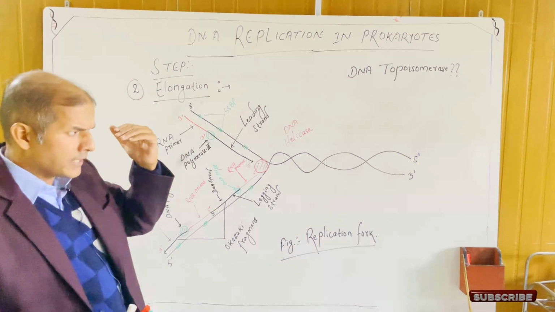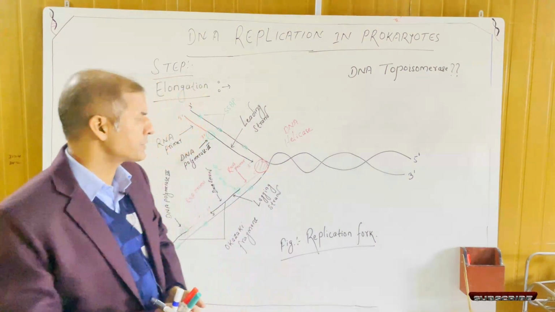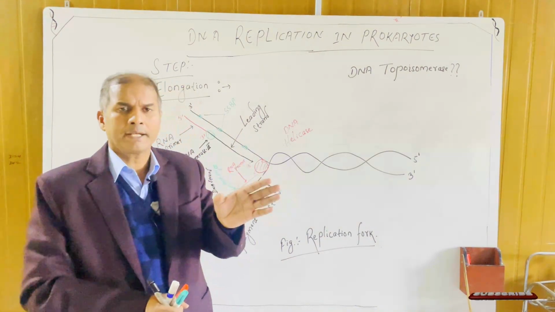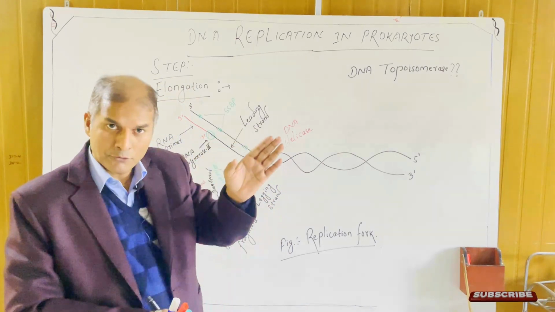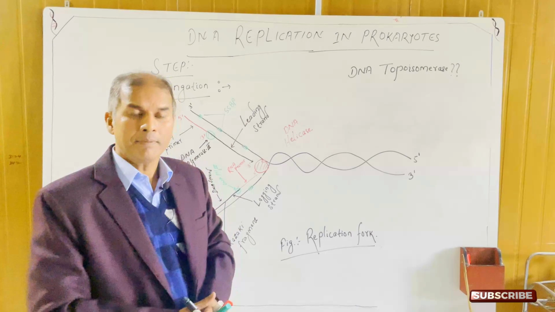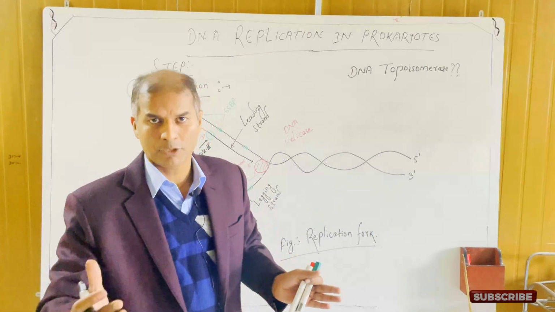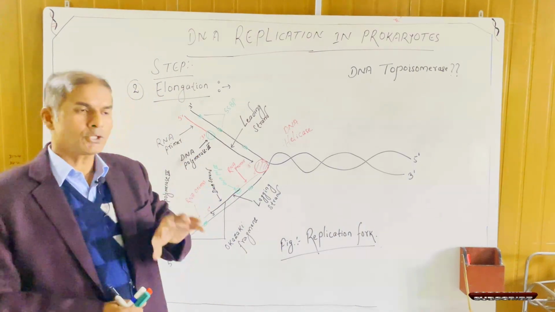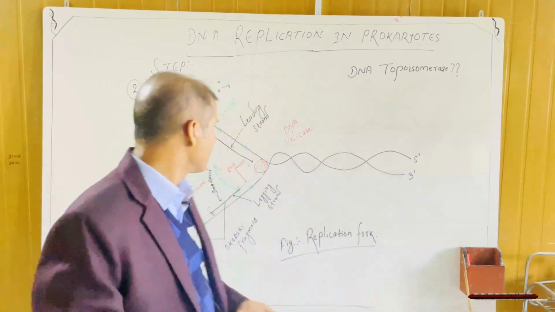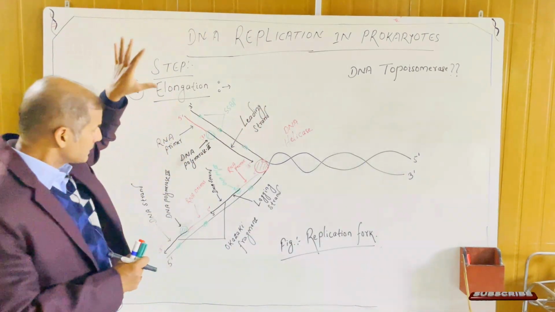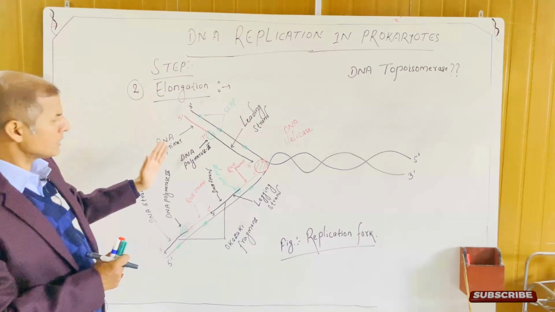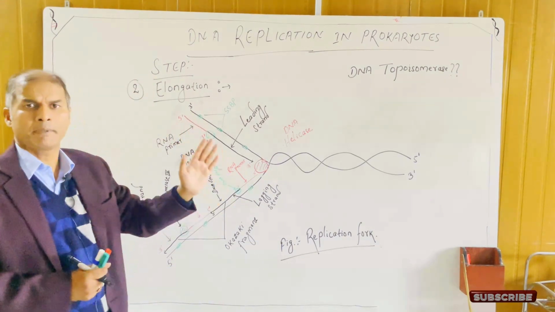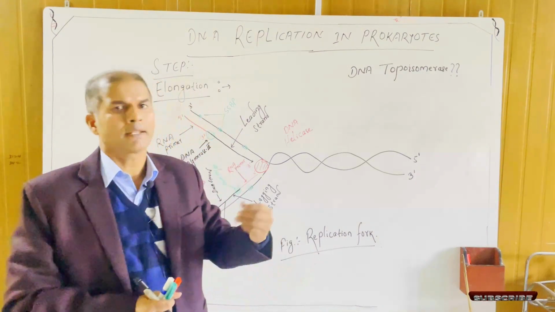As I told you in the previous video, in the elongation process, whatever events take place in one replication fork, the same type of events take place in another replication fork. So for the convenience of explanation, and to make it more understandable, we have planned to discuss the elongation process in one of the replication forks.